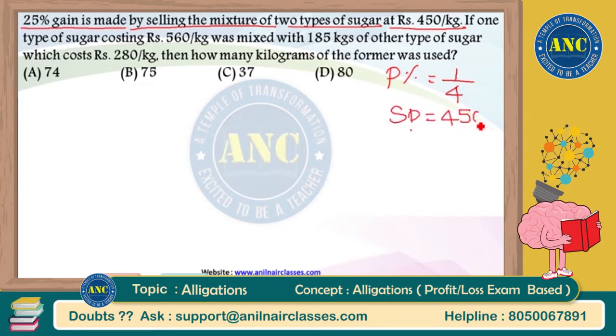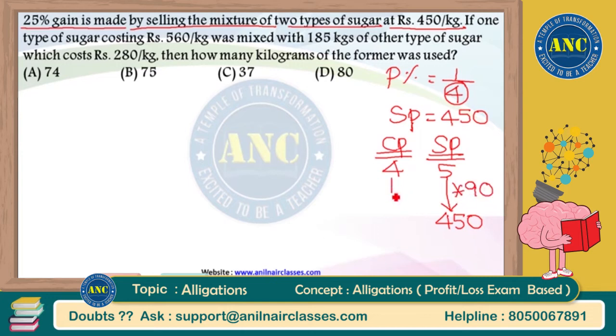Let us do statement by statement. 1 by 4 is cost price is 4, profit is 1, selling price should be 5, but selling price should be 450. 5 into which number is 450? 5 into 90 is 450. 4 into 90 is 360. That means the resultant cost price of the mixture is 360 rupees per kg.